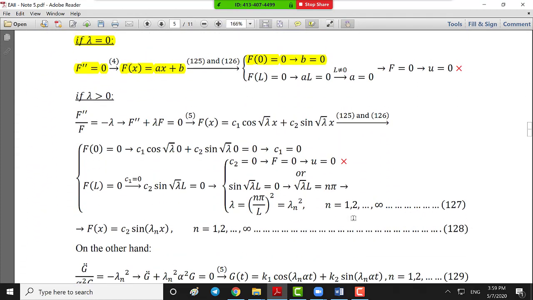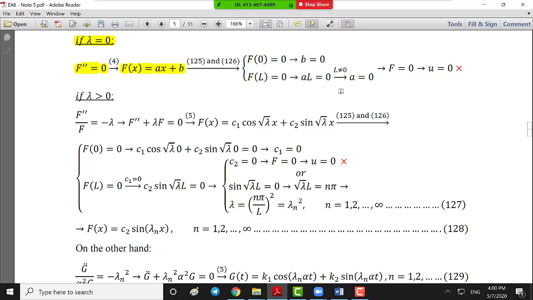We were considering the case in which lambda was equal to 0. If lambda is equal to 0, it means that f double prime is equal to 0, meaning f of x is equal to a linear function. Now, considering the conditions that we found on f, we can say that b has to be equal to 0 and a has to be equal to 0, and that means f has to be equal to 0, which means u has to be equal to 0, and that is undesirable. So lambda can't be equal to 0 either.